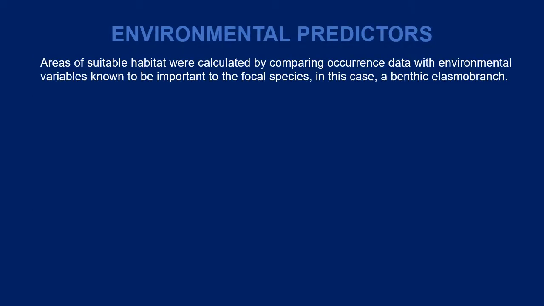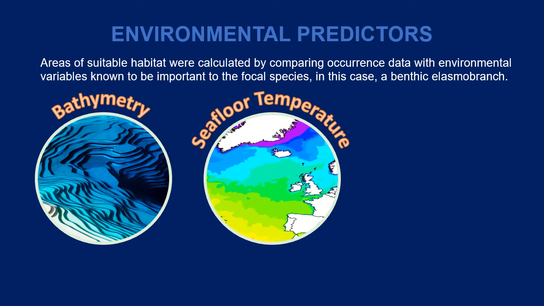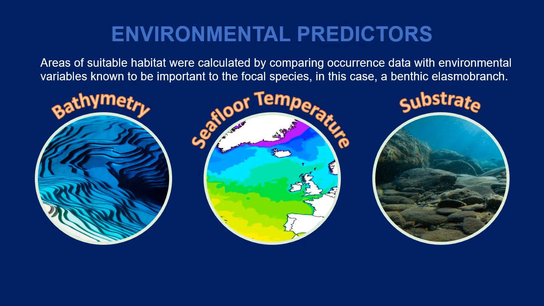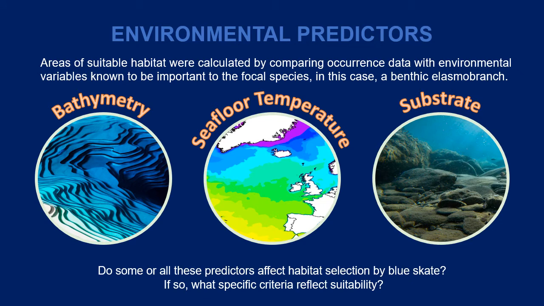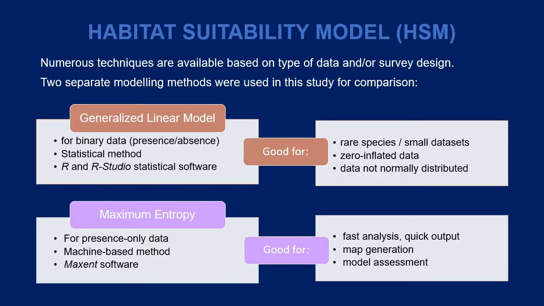Three environmental variables were selected to compare with this occurrence data: bathymetry, seafloor temperature, and substrate type, as these are known to influence habitat selection by elasmobranchs. I wanted to know, do some or all of these predictors affect habitat selection by blue skate, and if so, what specific criteria reflect suitability? I compared two habitat suitability model techniques, generalized linear models and maximum entropy.